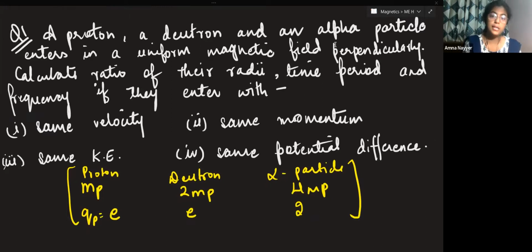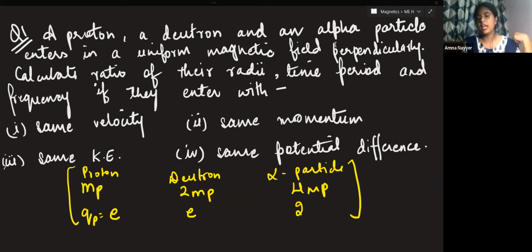See here, what is the question saying? A proton, deuteron, and an alpha particle all enter a uniform magnetic field which is perpendicular. You have to find out the ratio of the radius. Leave time period and frequency. If you find out the ratio of radius, you'll be able to do time period and frequency. Just find out the ratio of radius, if they're having same velocity, second part same momentum, third part same kinetic energy, fourth part same potential. This is a very important question. All of you must mark all those asterisk signs and stars for this question. These types of questions do come in the exam.